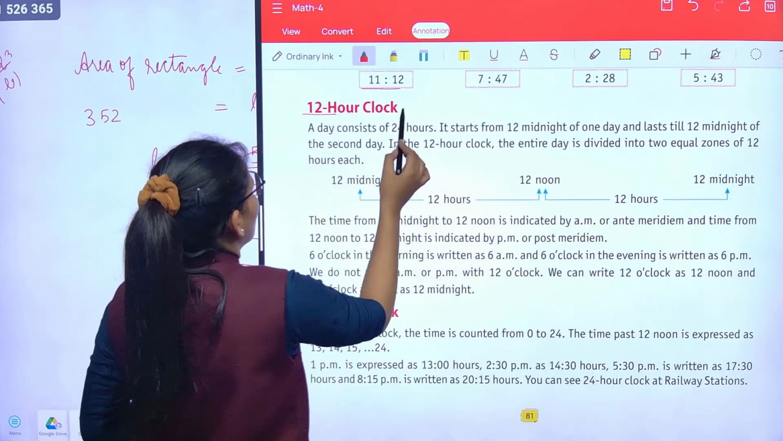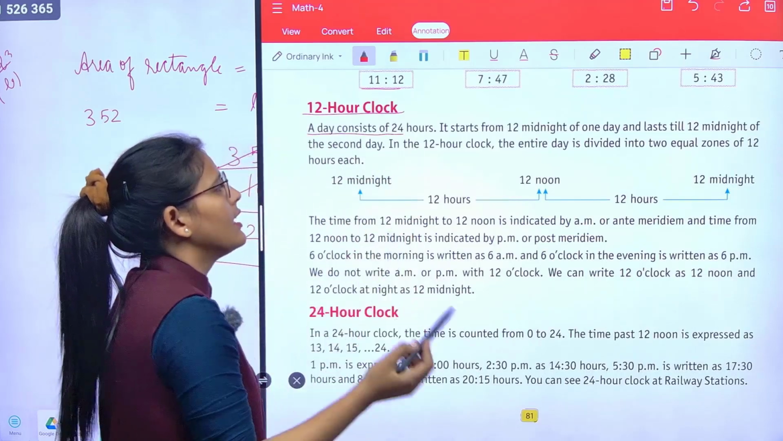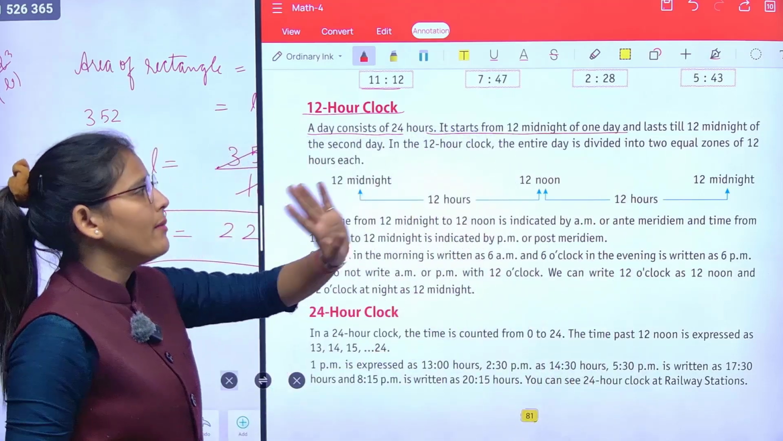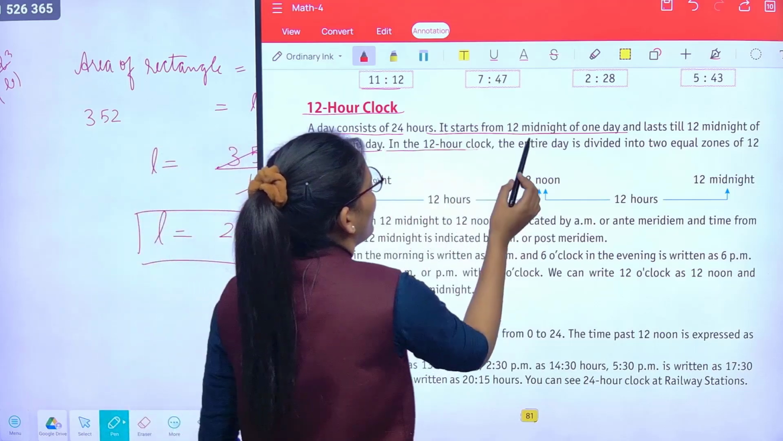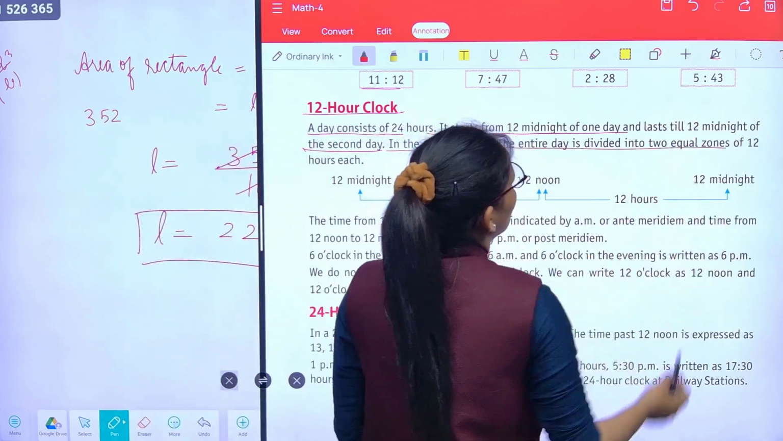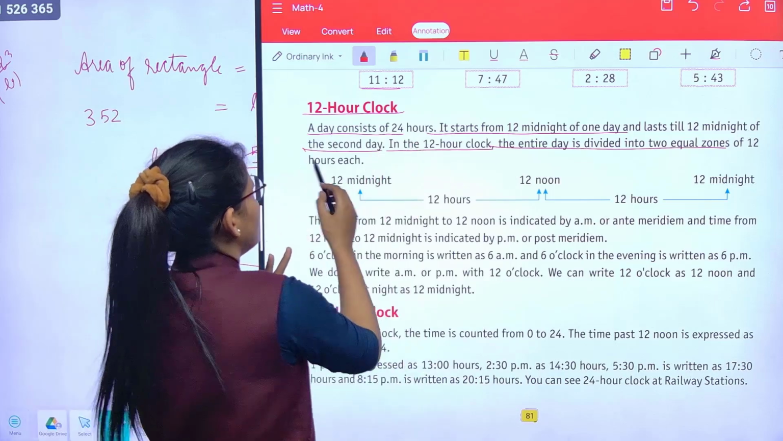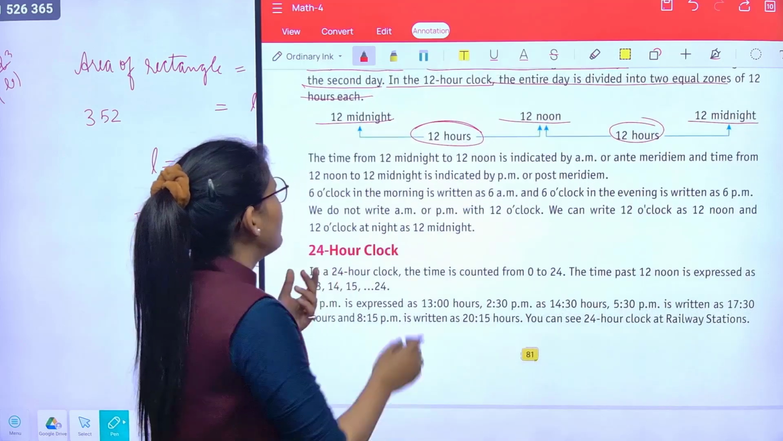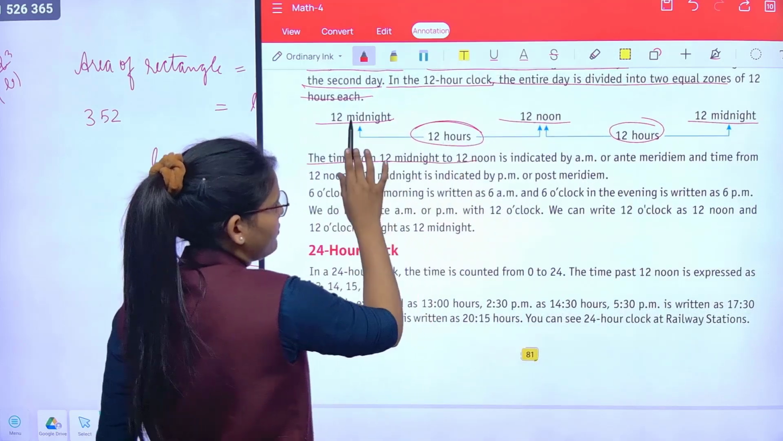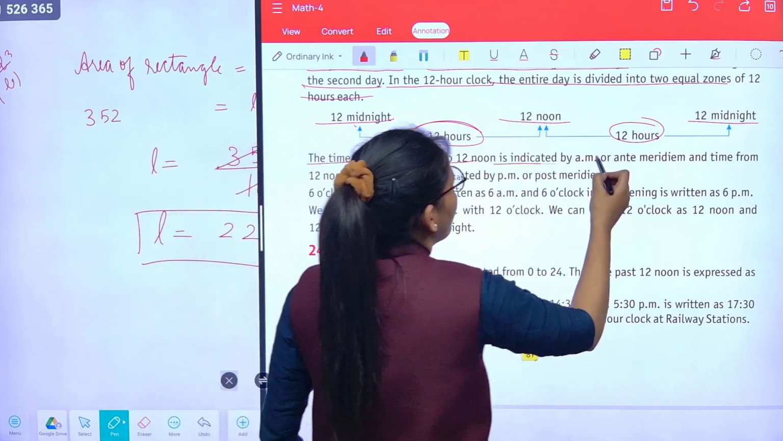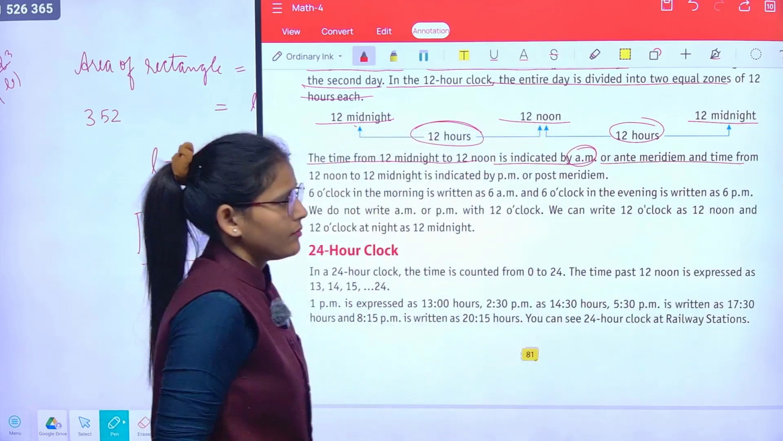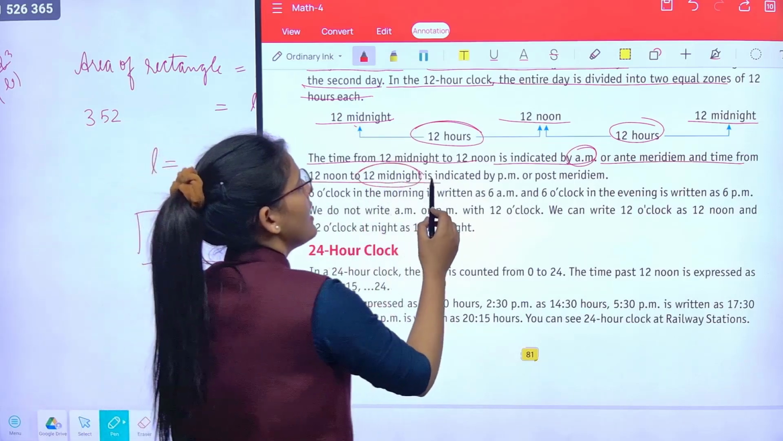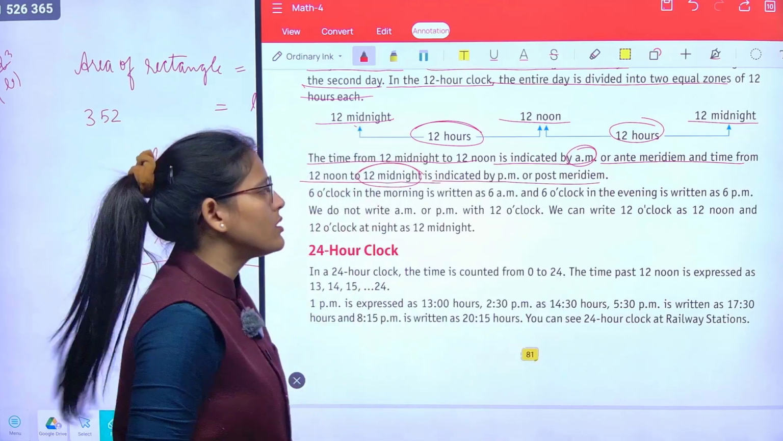Come on, 12-hour clock. A day consists of 24 hours. It starts from 12 midnight of one day and lasts till 12 midnight of the second day. In the 12-hour clock, the entire day is divided into two equal zones of 12 hours each. 12 midnight, 12 hours, 12 noon, 12 hours, 12. Now class, the time from 12 midnight to 12 noon is indicated by AM or ante-meridian, and the time from 12 noon to 12 midnight is indicated by PM or post-meridian.